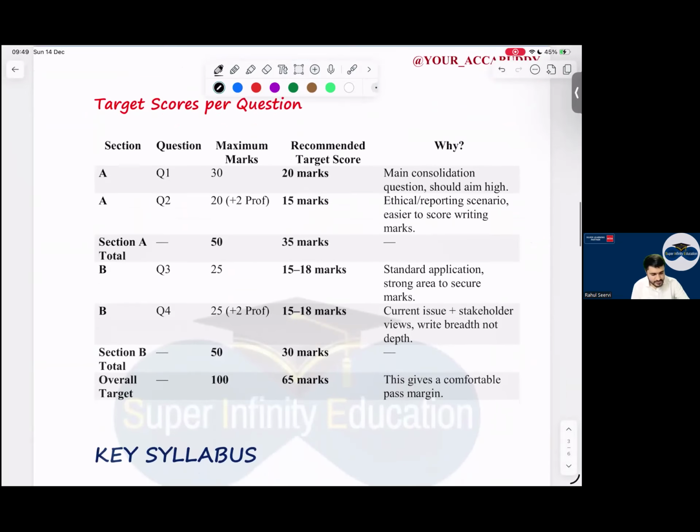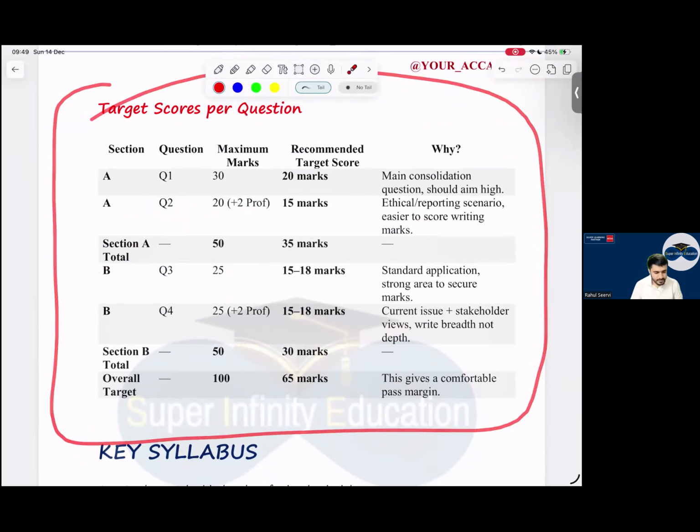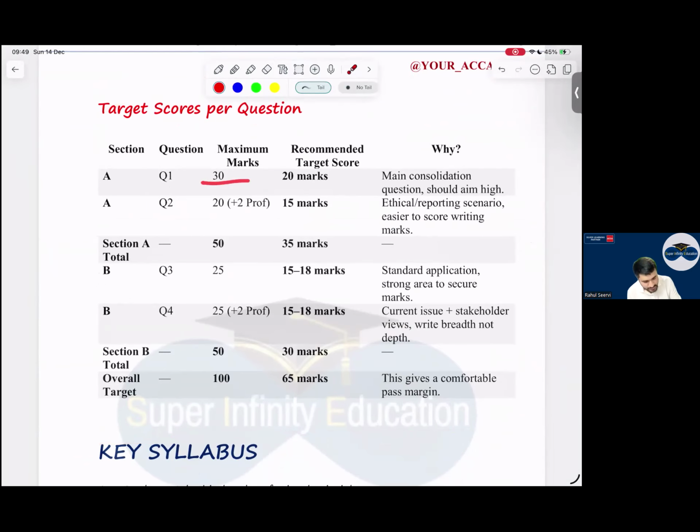So this is what I say. What should be your target? Question number 1, a target of 20 marks, bare minimum. You should not go below this. You should not think about that. From today only have that mindset. Simple. So the next, question number 2. Out of 20, 15 marks should be your aim, and you can easily score this in question number 2.